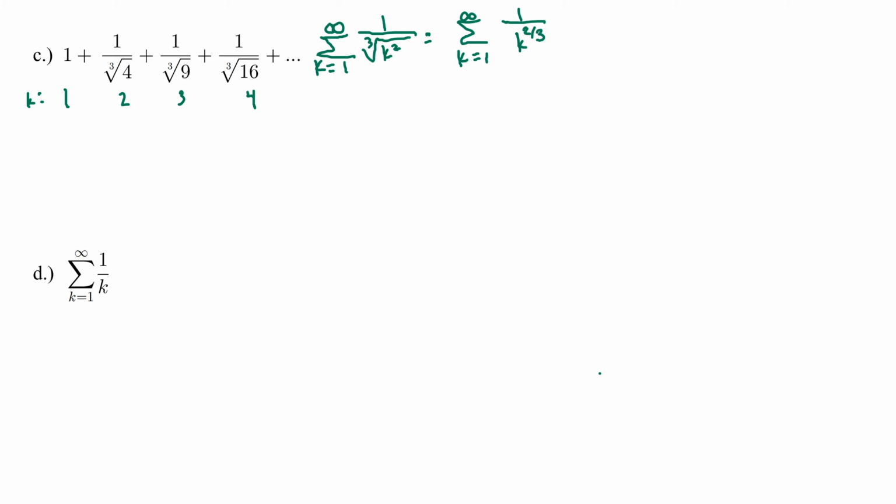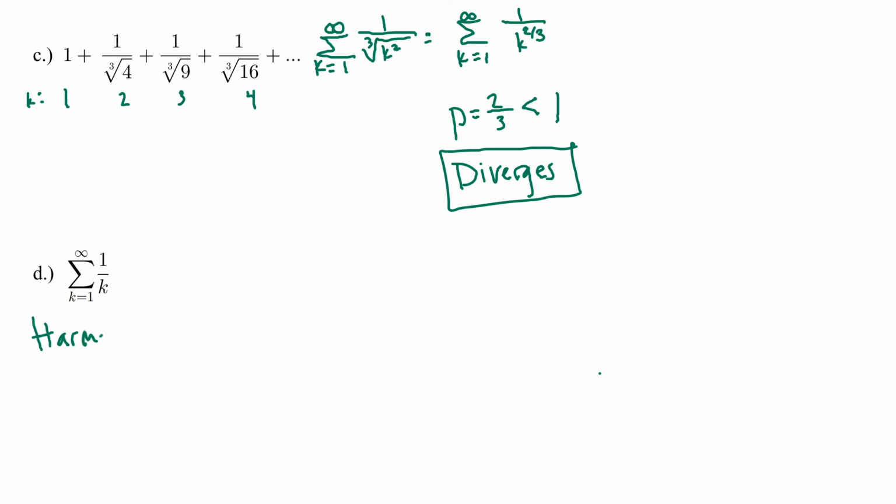So we're dealing with a P series. Notice P is equal to 2/3. This is less than 1. If the power is less than 1, then the series diverges. So this P series also diverges. For the last example, we have the sum from k equals 1 to infinity of 1 over k. Do you recognize this structure? He's pretty important. This is our harmonic series.